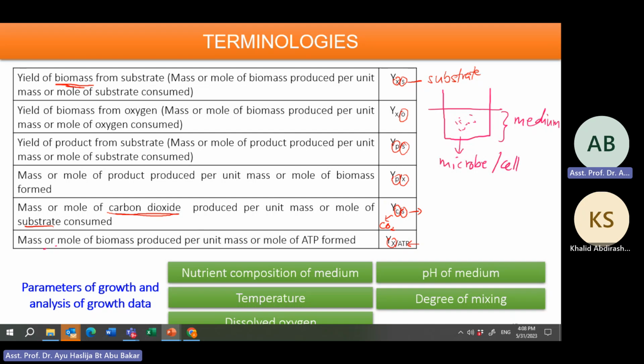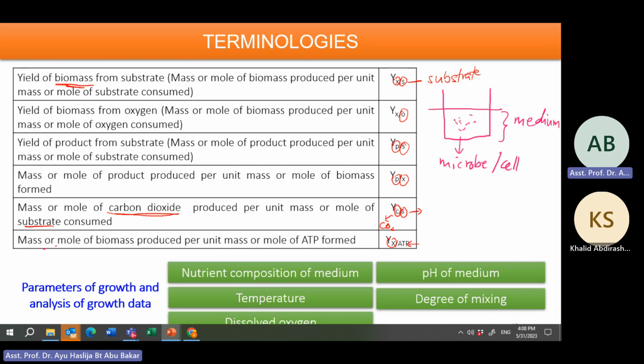Now for the bioprocess to proceed, you will need microbes and also the substrate. That is important, the most important things. Of course, you need the microbe and the substrate. So in the process, microbe, which is the cell, plus the substrate, the medium. Medium here can be any kind of medium, perhaps glucose or any suitable medium.